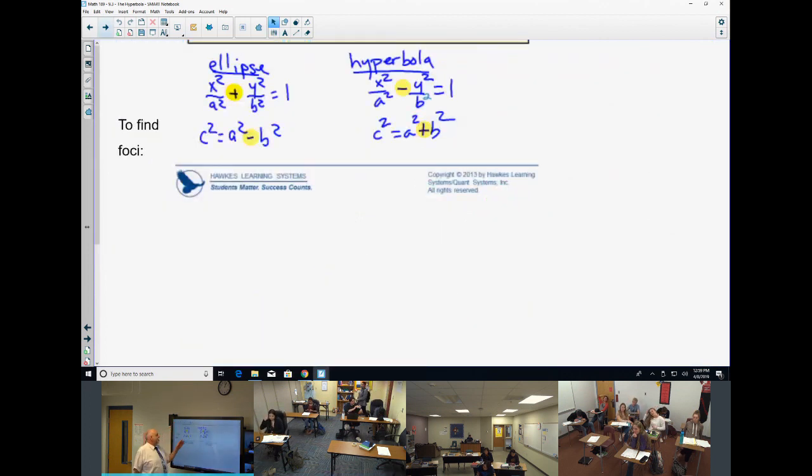Okay, now, just to show you the difference between the hyperbola and the ellipse equation that we did last: with the ellipse, it has a plus in the middle here, whereas the hyperbola, it's minus. And to find the foci with the ellipse, it was c squared equals a squared minus b squared, whereas with the hyperbola, it's c squared equals a squared plus b squared. So those two sign changes change a lot when it comes to the graph.